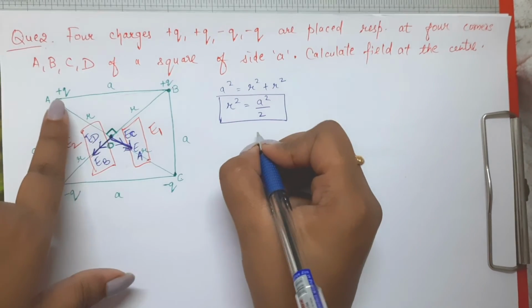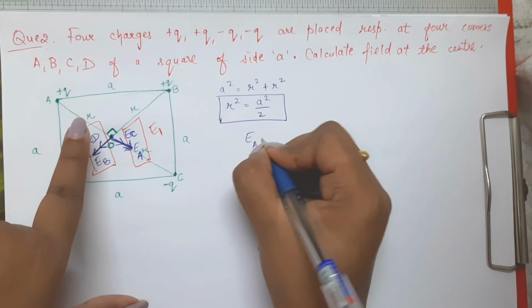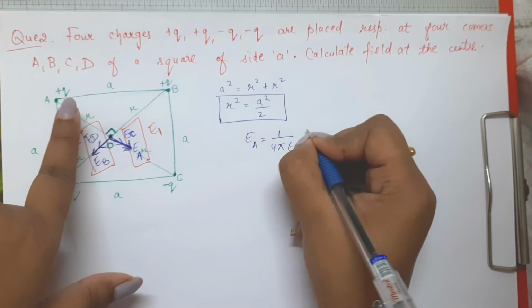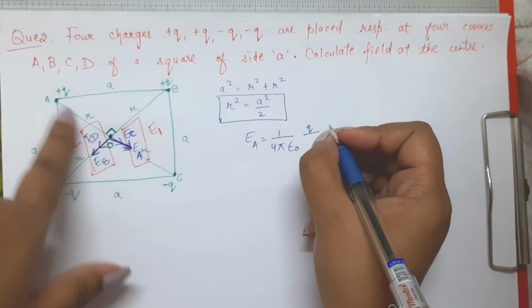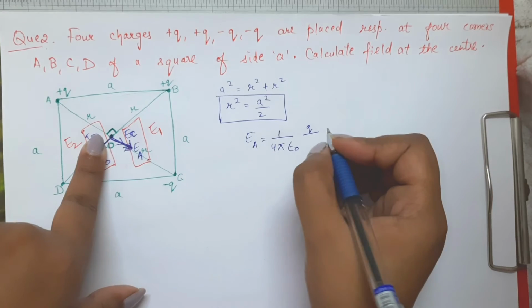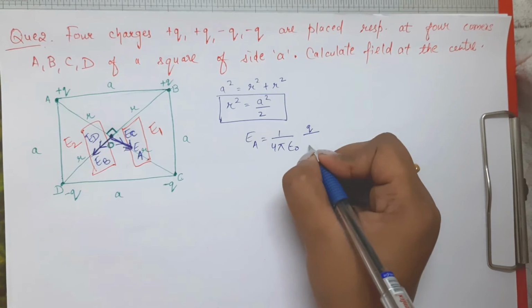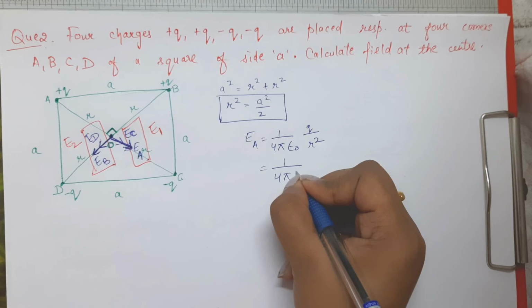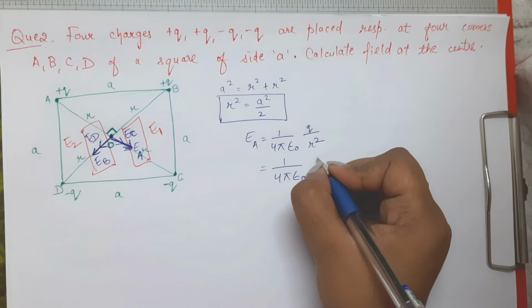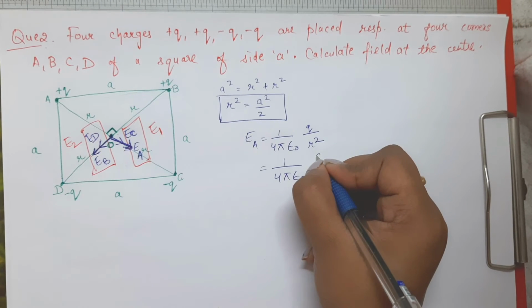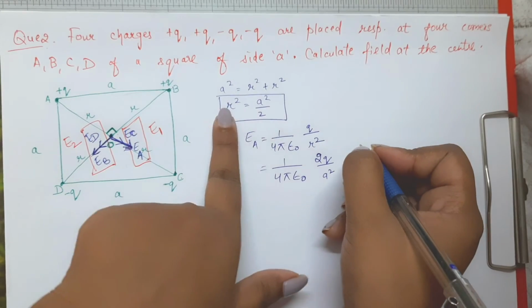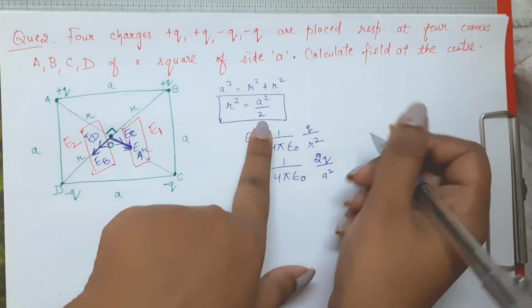First of all we'll look for plus q, that is EA. EA will be what? 1 by 4 pi epsilon naught q by distance square. Distance is what? r square, right? So we can also write it as 1 by 4 pi epsilon naught 2q by a square, right? Because r square is equal to a square by 2.